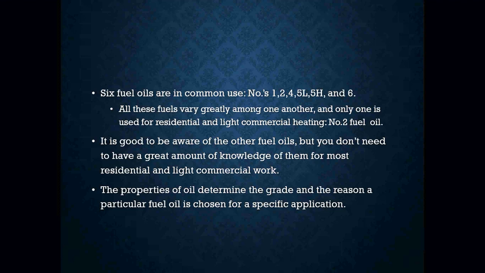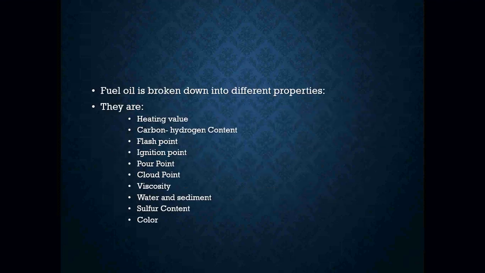The properties of oil determine the grade and the reason a particular fuel is chosen for a specific application. Every one of those fuels that we've just mentioned, number 1, number 2, 4, 5L, 5H, and number 6, are all different types of fuel oils. They all have a different distillation quality. They all have different heat contents, sulfur and hydrogen contents, and ash content. So we have to know the type of oil that we're dealing with so that we understand how that burner is supposed to operate.